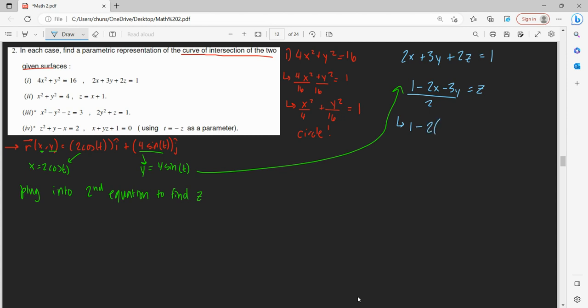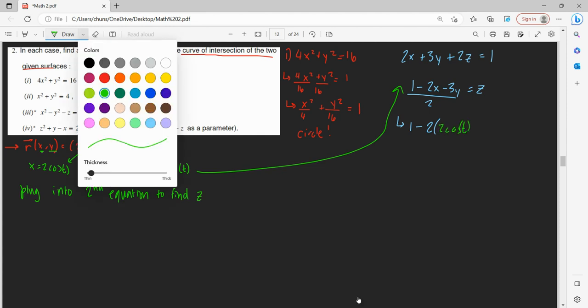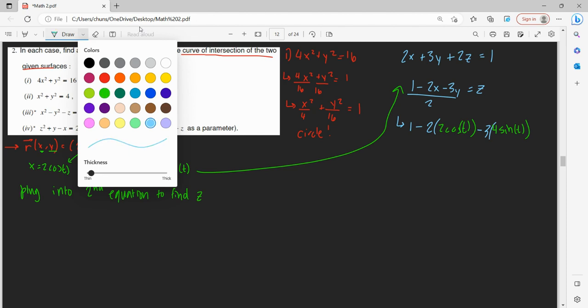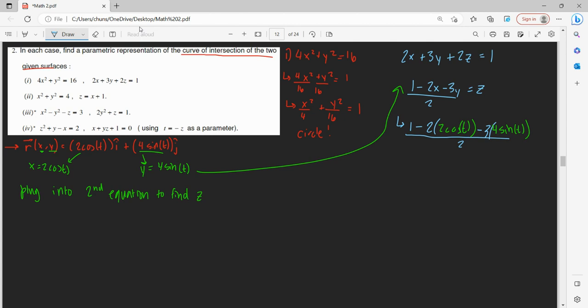So this is 1 minus 2, let's plug in x, which is 2 cos t, minus 3, and we're going to plug in our y. So that's 4 sine t, and that is equal to our z over 2. That's 1 minus 4 cos t minus 12 sine t over 2. And to simplify it, let's do this. Minus 6 sine t is our z term.